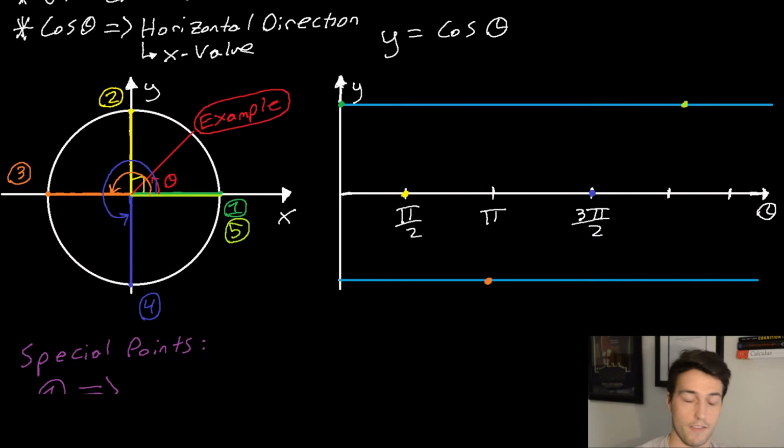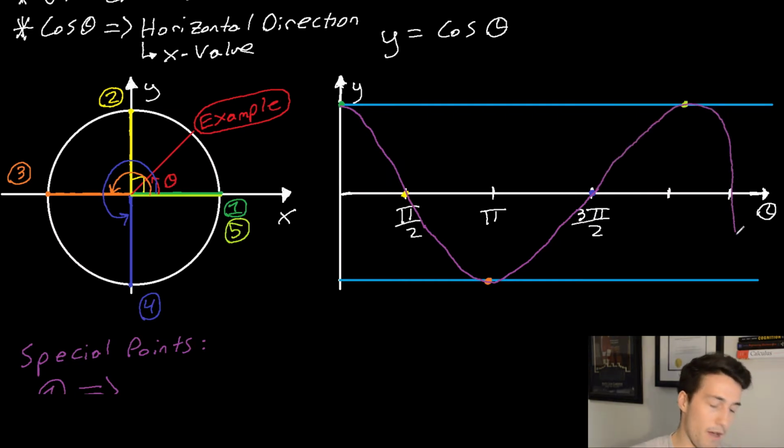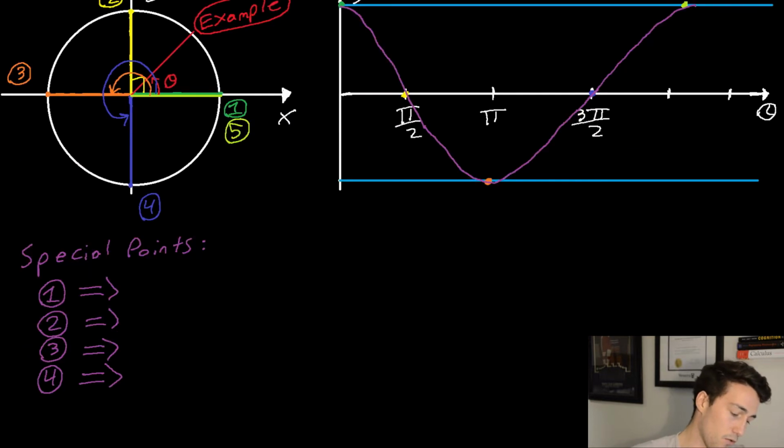So now I can draw this graph, and I can start from this top green point, go through the yellow point, bounce off the orange point because it's a minimum, go up through the blue point, and hit the green point. So again, if I were to continue this line, it would go down like that through this other point and keep going.